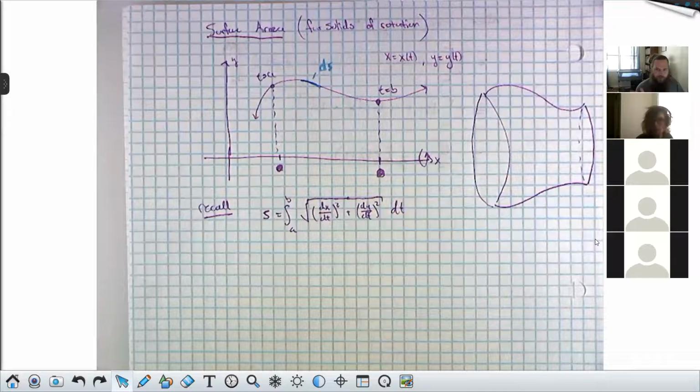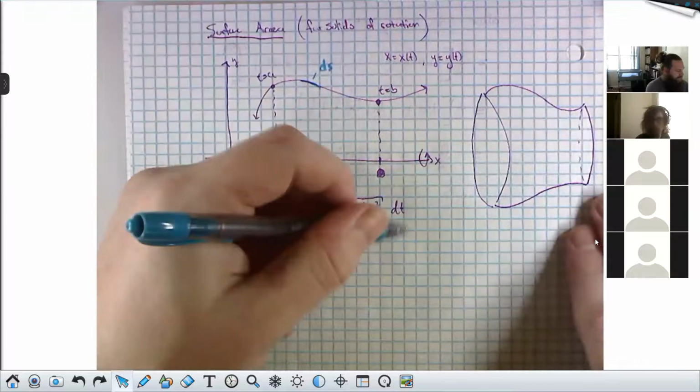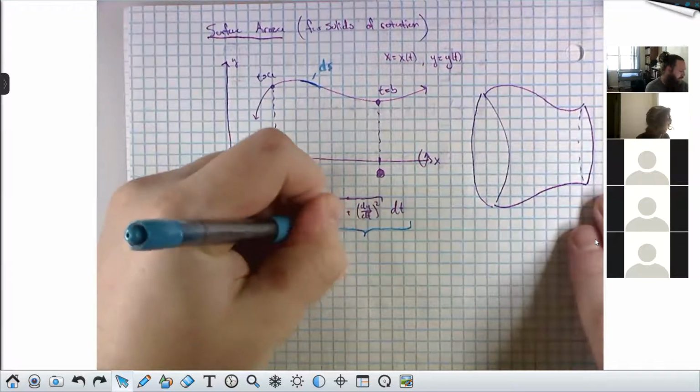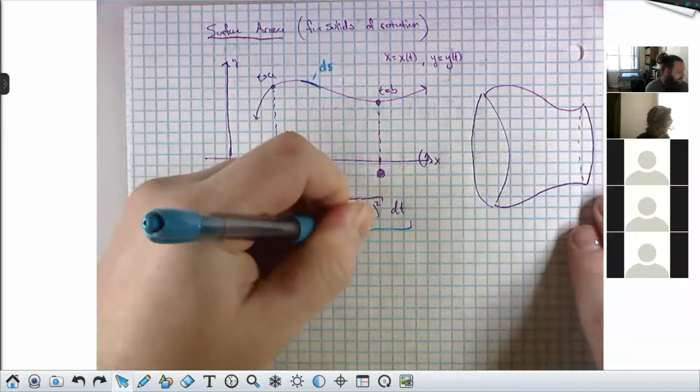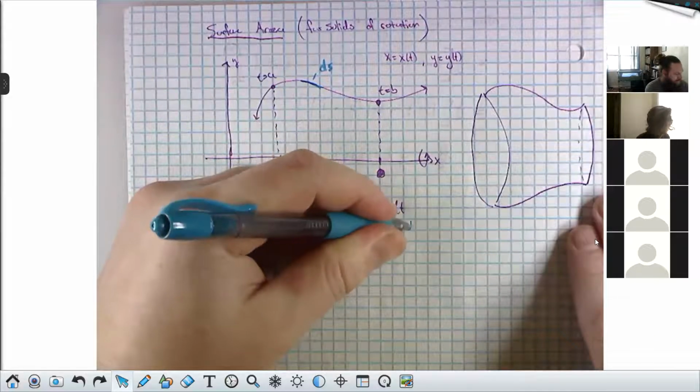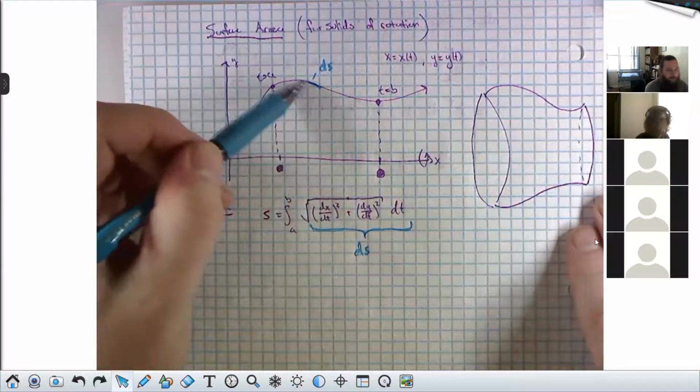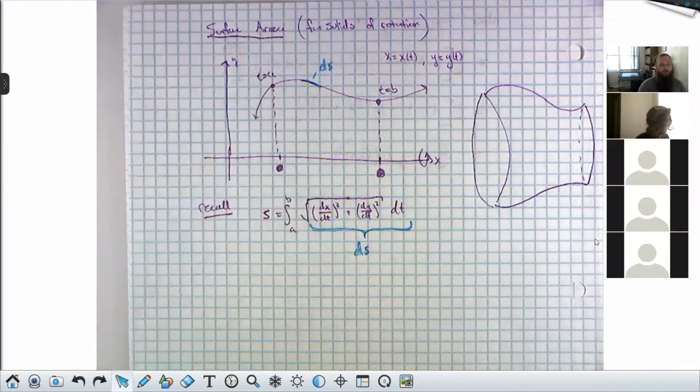Remember how we integrated dA to get A? We integrated the differential area to get area, or we integrated the differential volume dV to get V. Well, the thing that you integrate to get arc length S, we call ds. So the integrand here is ds, is this little length here.